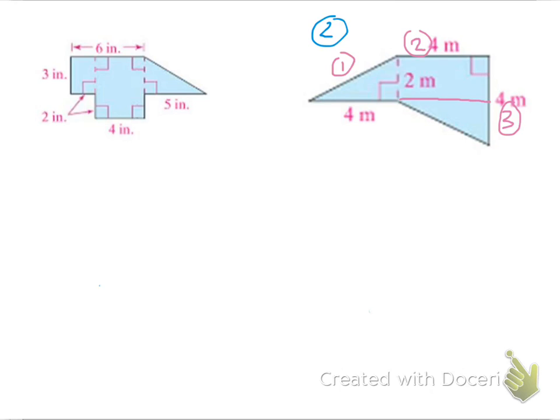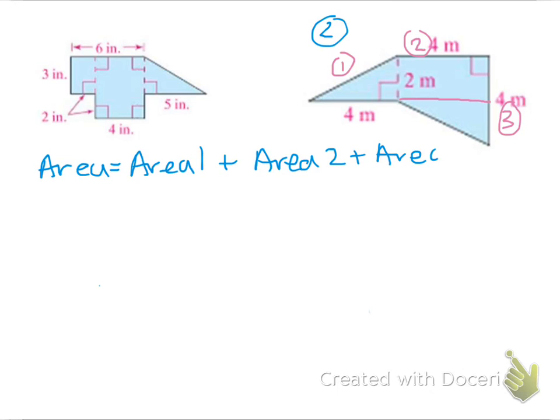Now we need to decide what we're going to add or subtract. Well, to find the area, we are going to add them all together. So our area is equal to the area of shape number 1 plus the area of shape number 2 plus the area of shape number 3. And this will be exactly like the last one where we need to find out the area of those 3 shapes. So let's start with the area of shape number 1.